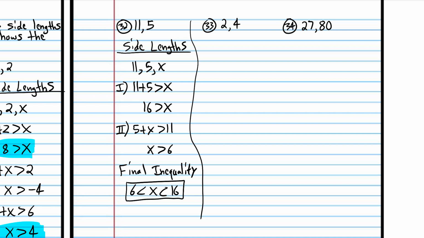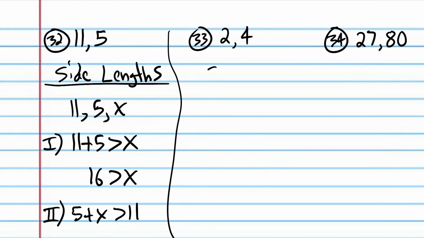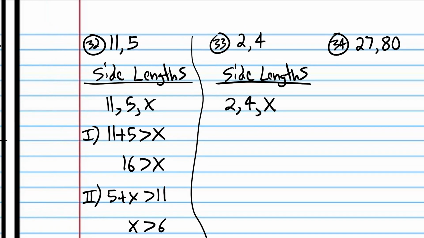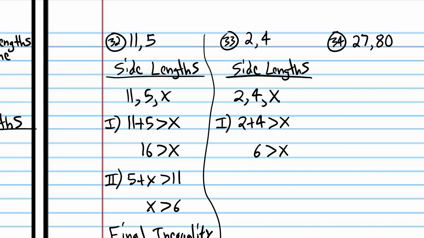All right, we're back. So we're going to assume that the side lengths of this hypothetical triangle are 2, 4, and x. And now we're going to use the triangle inequality theorem. We know that 2 plus 4 must be bigger than x. So we know that x must be less than 6.